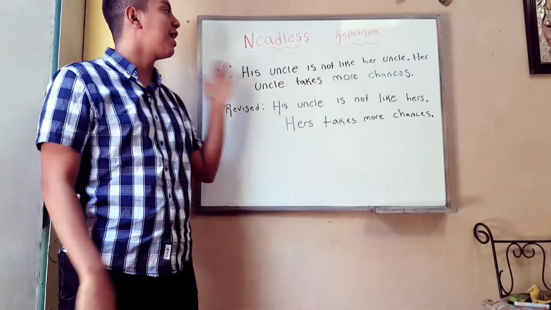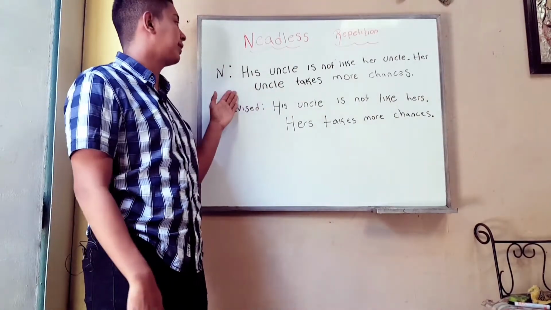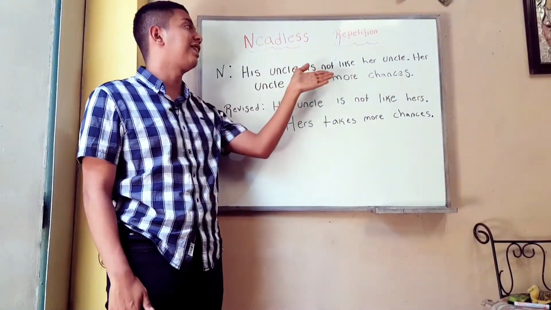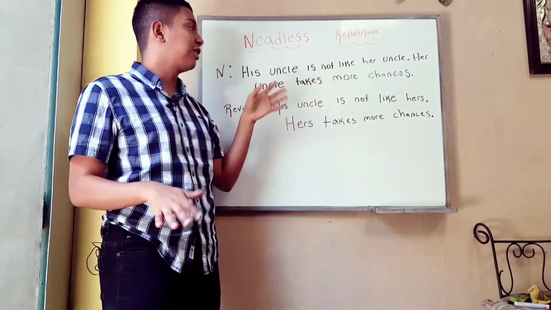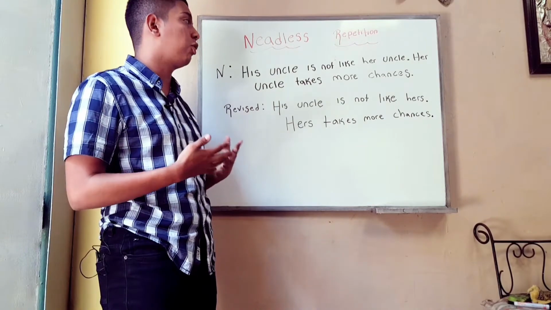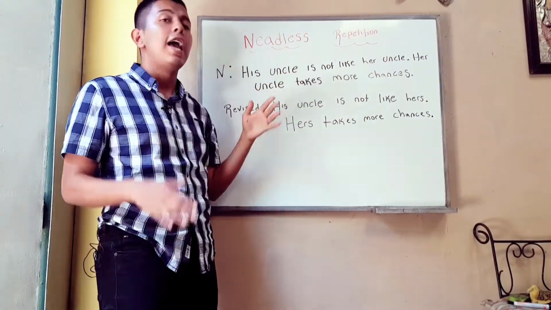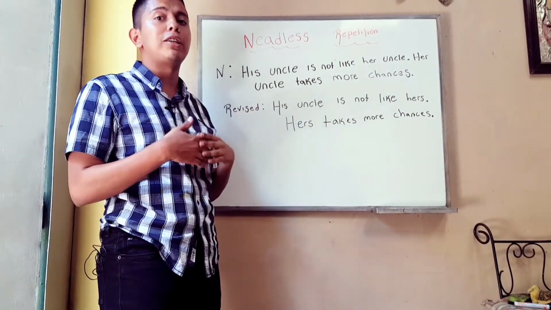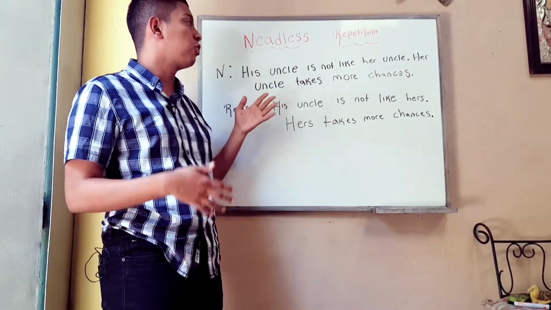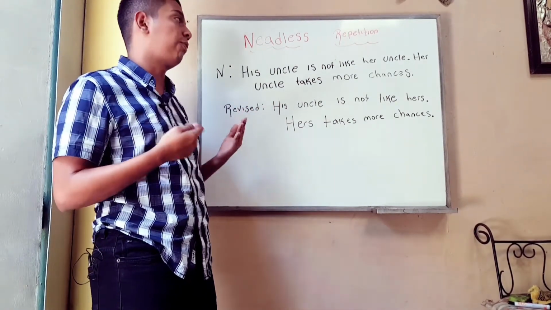Hi everyone, now I am going to talk about needless repetition. I am going to read you an example. His uncle is not like her uncle. Her uncle takes more chances. As you can see, we are repeating the word uncle a lot of times. Uncle, uncle, and uncle. And if you want to understand this sentence, maybe you tend to confuse yourself. Why? Because maybe you don't know whose uncle the writer is referring to.